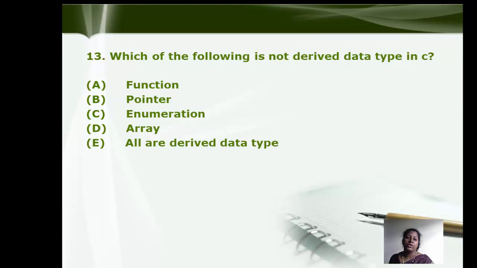13. Which of the following is not a derived data type in C? Option A is function, option B pointer, option C enumeration, option D array, and option E all are derived data types. So we shall now look at the answer. Option C is the right answer. So enumeration is not a derived data type in C.